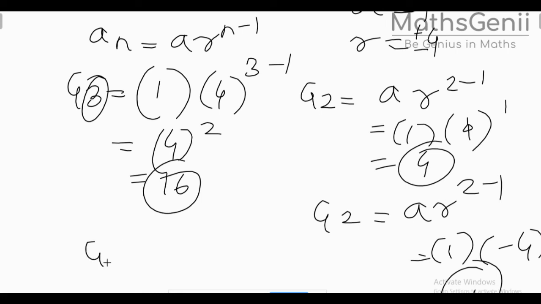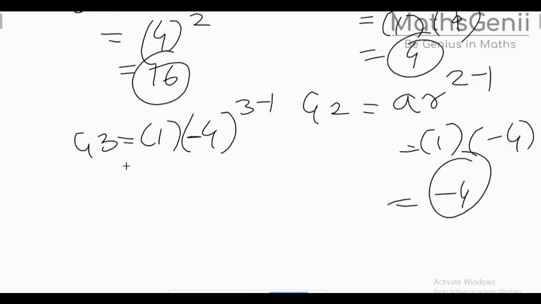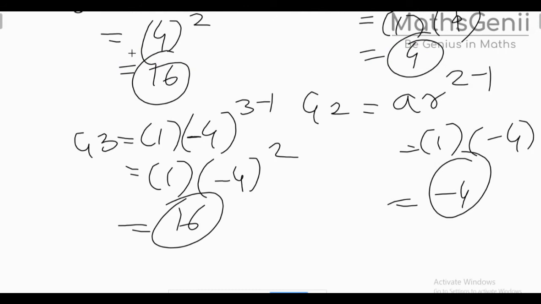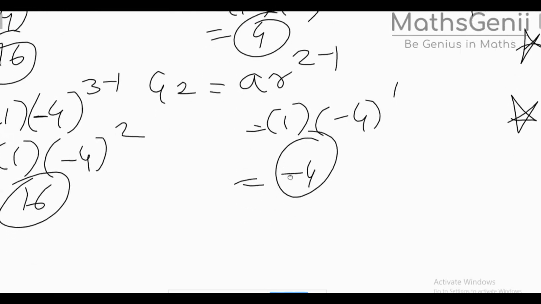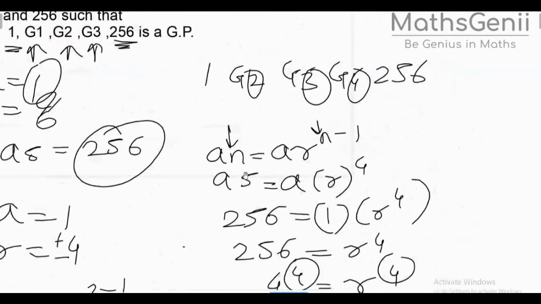But you have one more r. So you will have it as minus 4, 3 minus 1. So minus 4 squared. Square of a negative term is always positive. So in this case, you will have 16, the same answer. But for the second term, here you had 4 and here you had minus 4. So let me just tell you how the final answer is going to look.